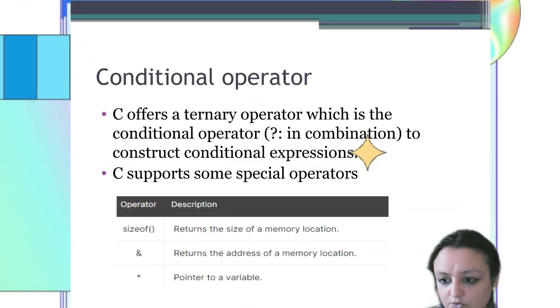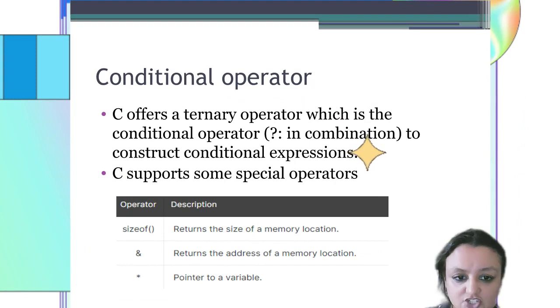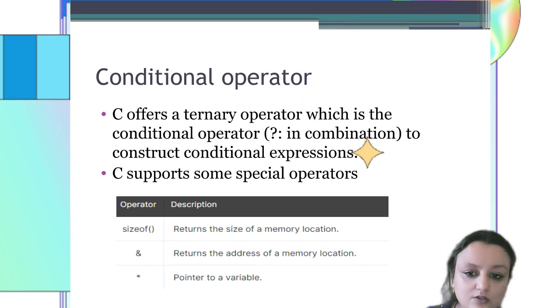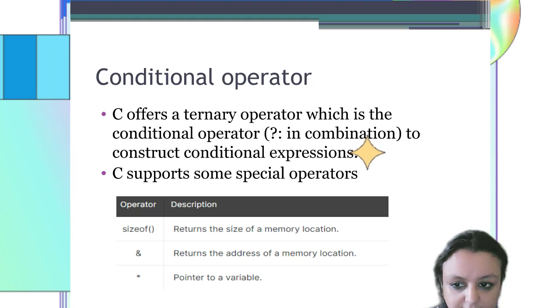Coming to the next type, that is conditional operator. Condition always shows the condition. It is with a question mark and a colon sign. So it always asks if A is greater than B. It's a question, and if it's true or false, the value is assigned accordingly with the help of the colon. If it's true, the value will be 5. If it's less, the value will be 6. It's a combination operator also. We also call it the ternary operator. So C supports some special operators: the sizeof operator, and the pointer to a variable. Pointer, this is a pointer operator.